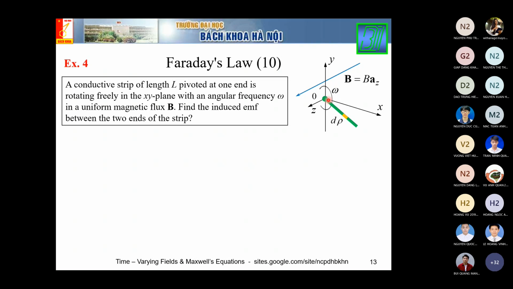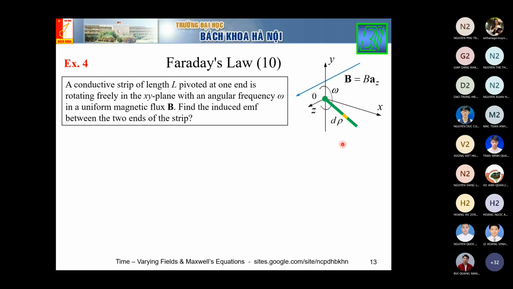We have a rotating bar, a solid bar, rotating about its end here with an angular speed of omega. This one is spinning in a uniform field. The field here is parallel to the z-axis. We have to find, once again, the EMF induced between the two ends of this bar.